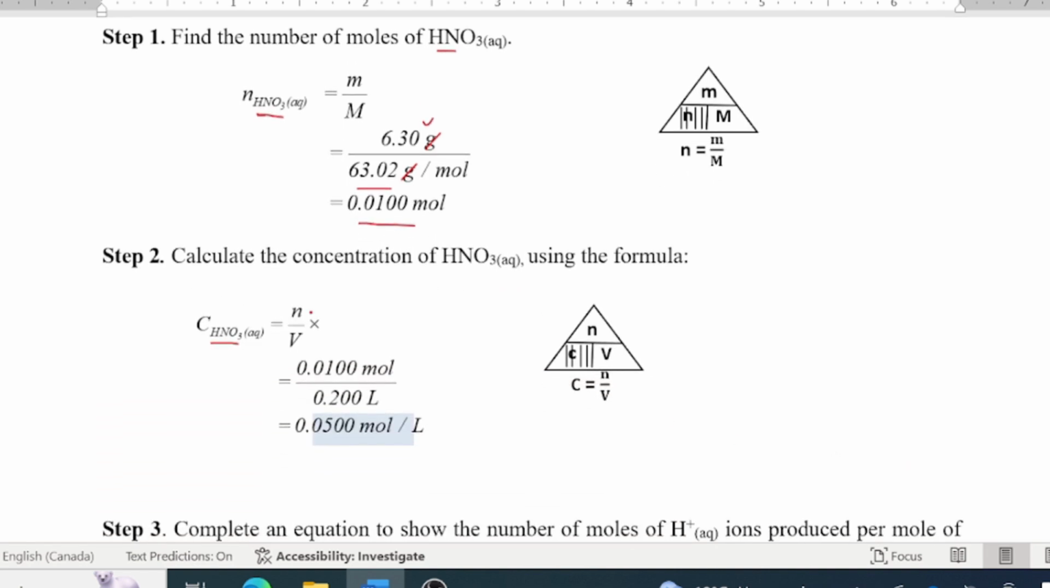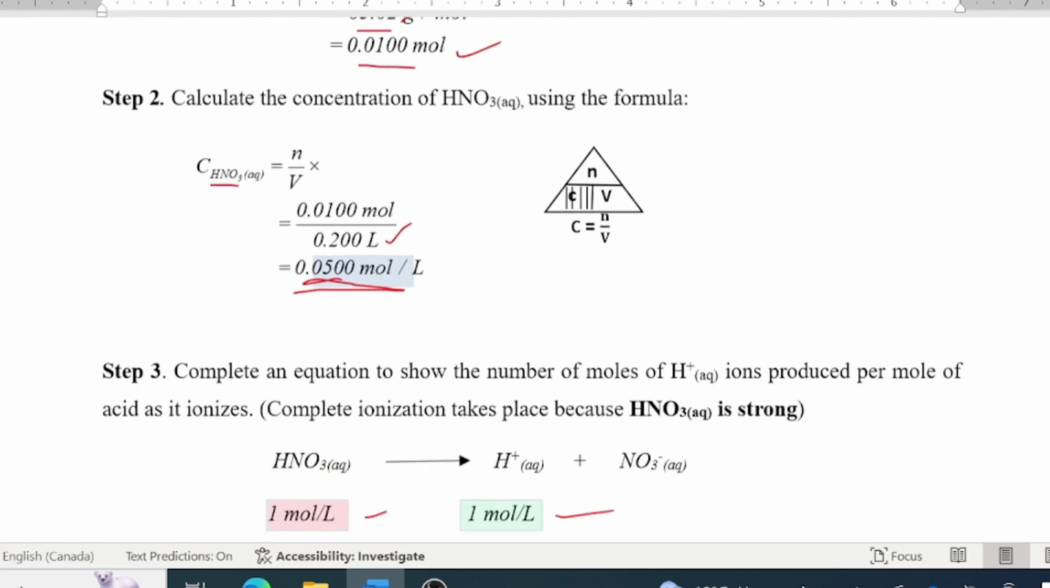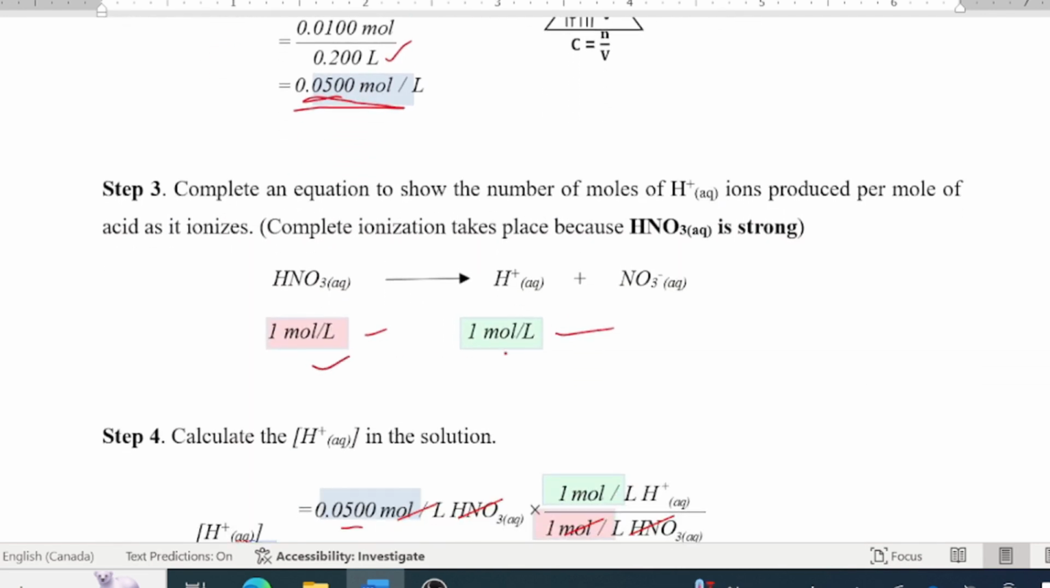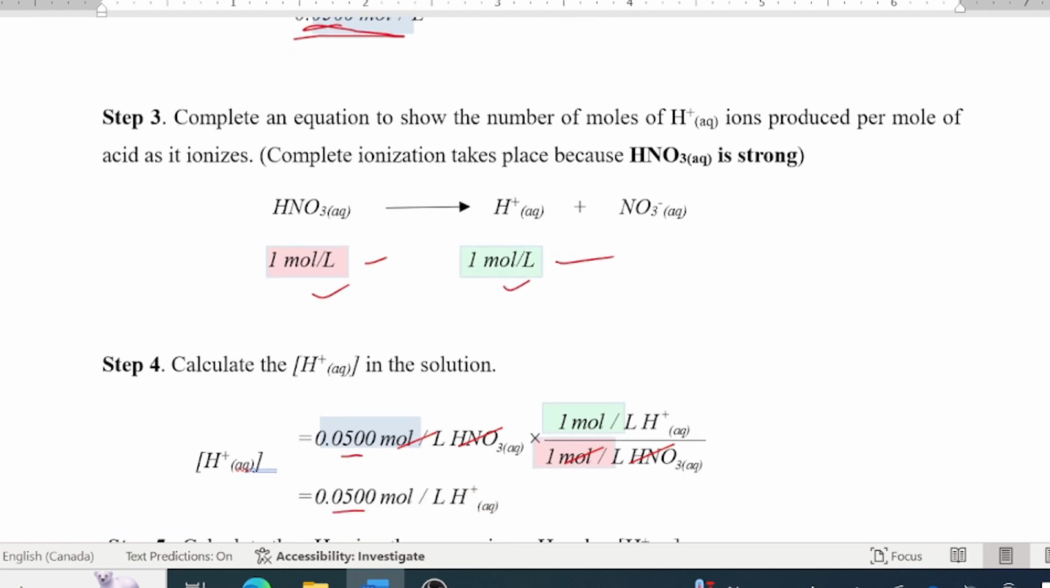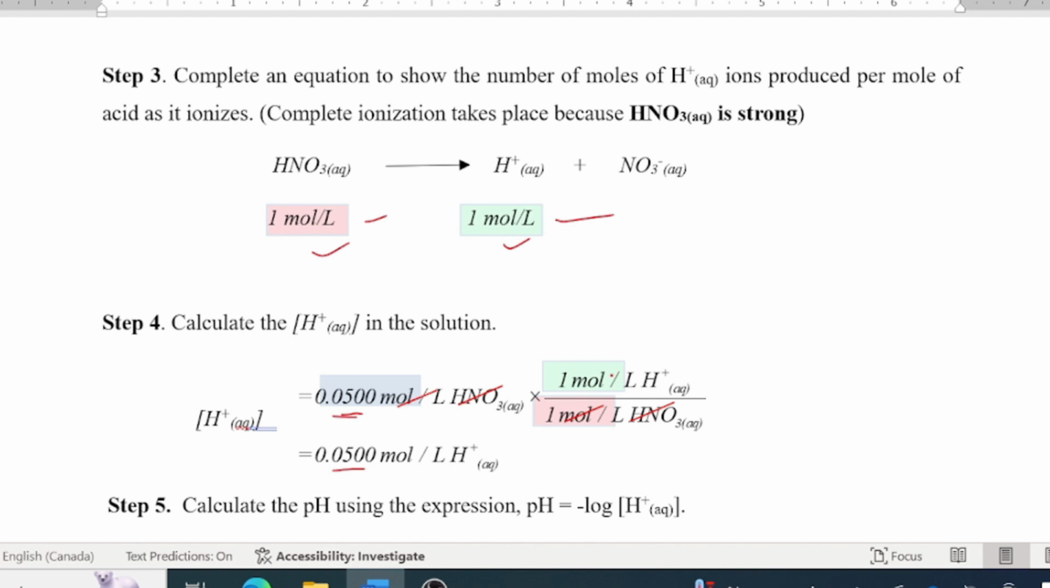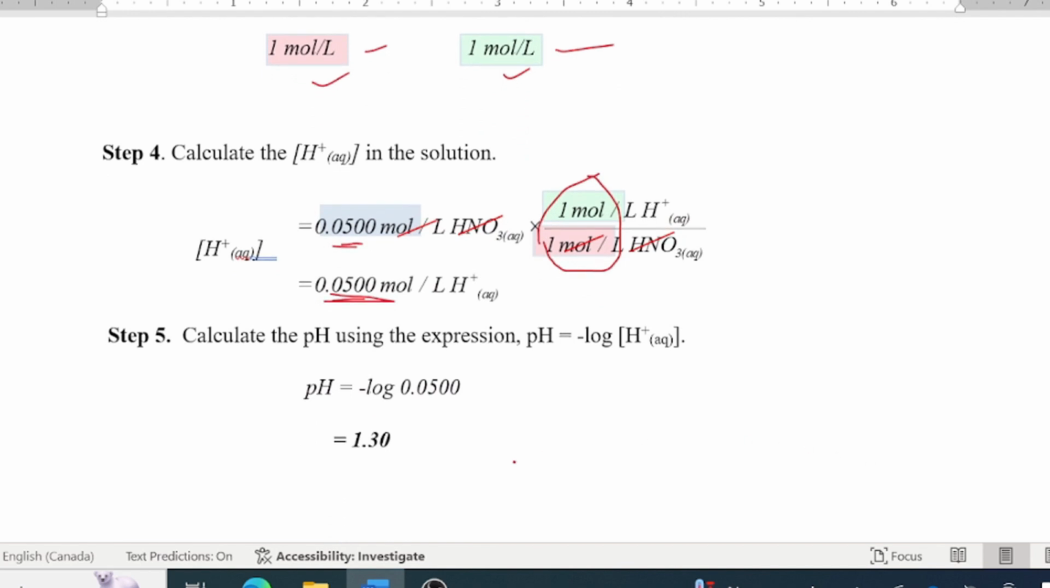Okay? And C is equal to N over V. This is N. This is your 200 milliliters, in terms of liters, is 0.2 liters. And that's the concentration of your nitric acid. Now you find the concentration of H. Do your ionization equation, and you see it's a 1 mole to 1 mole. Alright? Then take this one, put it here, and you multiply by the mole ratio, 1 mole to 1 mole. And that's what it is there. And you get that concentration of hydrogen ion. And then you do a negative log of that. And this is what you get here.